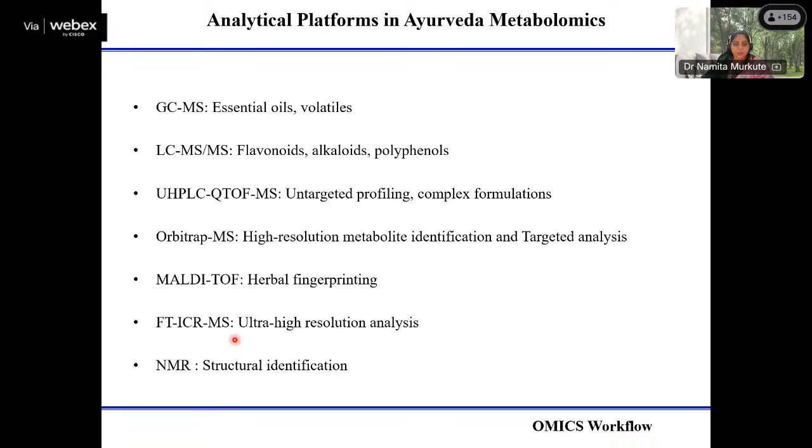FTICR-MS is an ultra high resolution analysis, mostly used for untargeted analysis, and gives very good results. And NMR is not a mass spec; it is only used for structural identification of your novel or unknown compound. You can get the total structure of that particular metabolite or chemical compound.